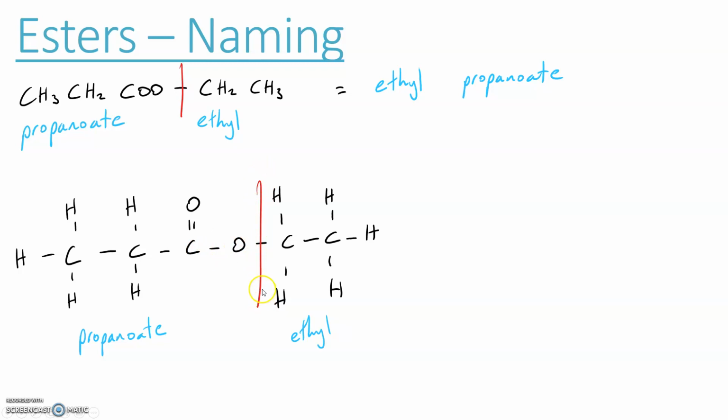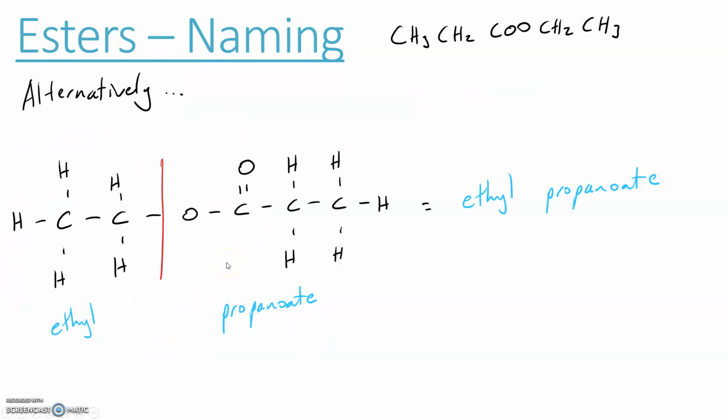And then the naming is firstly whatever group this is, so methyl or ethyl or propyl or butyl or whatever. And then we've got our carboxylate ion, in this case propanoate. So the naming is ethyl propanoate. The other way around, again we look for our carbonyl carbon with the oxygen attached, draw a line after that oxygen. That leaves us with ethyl over here and propanoate over here, ethyl propanoate.